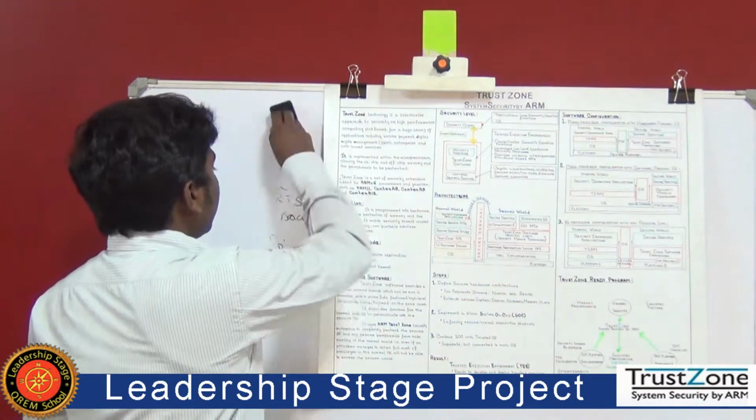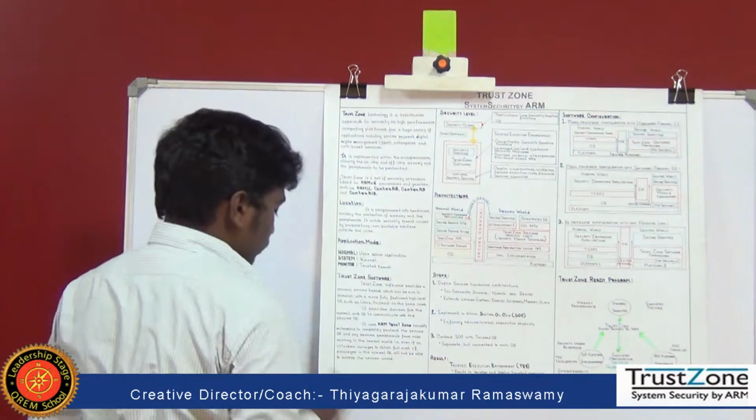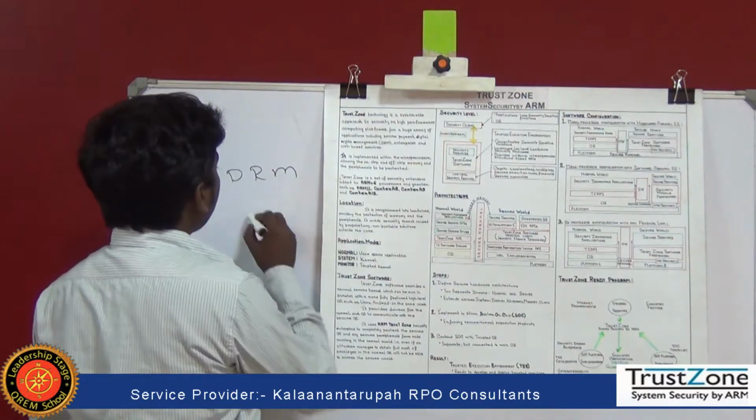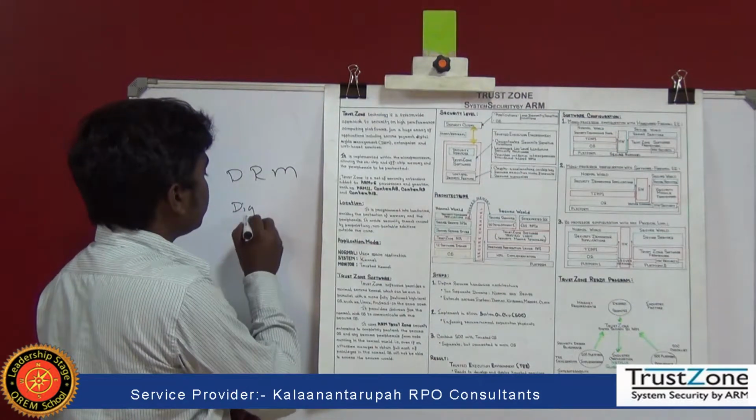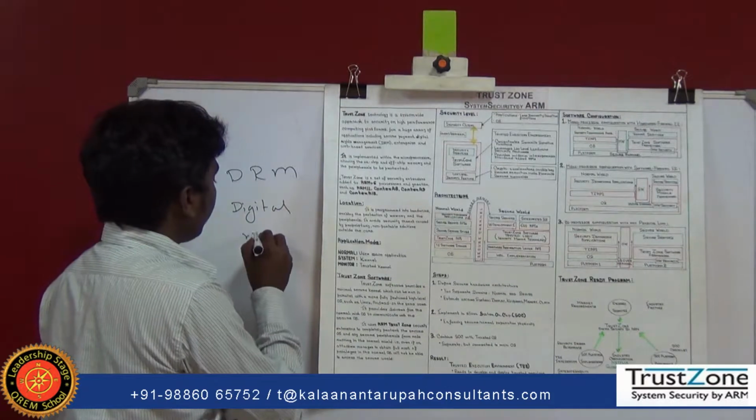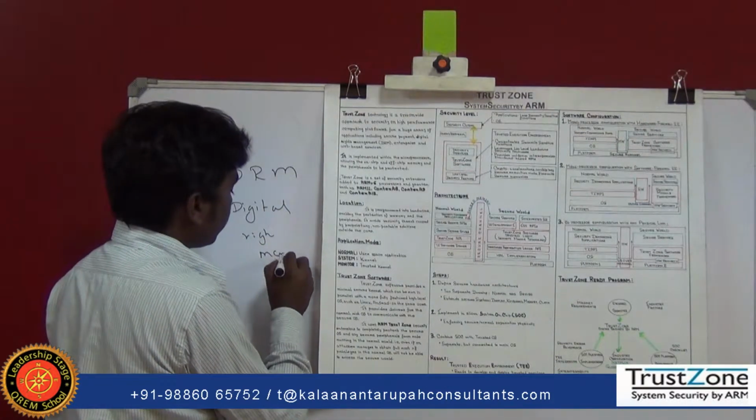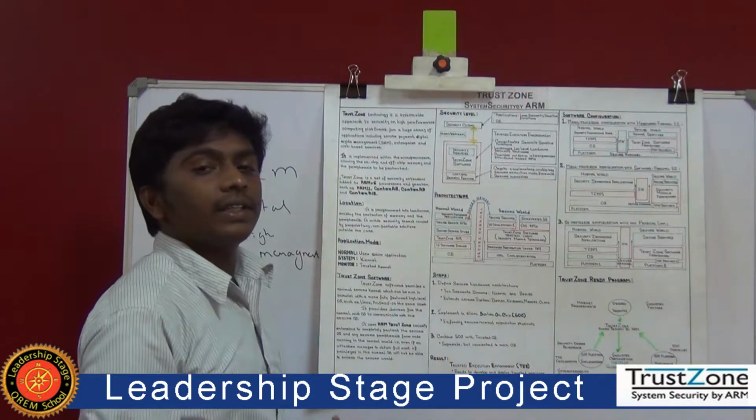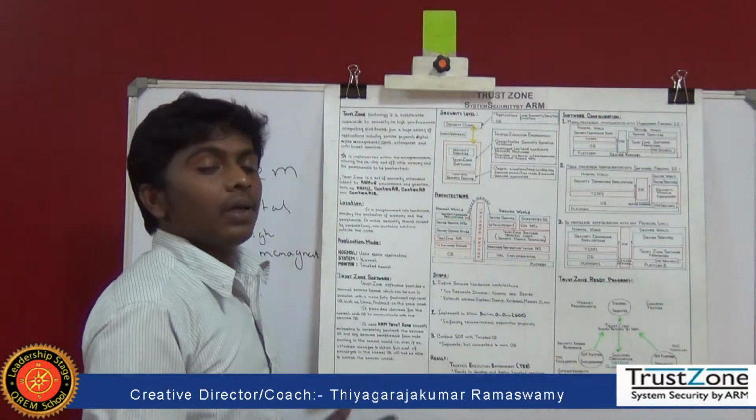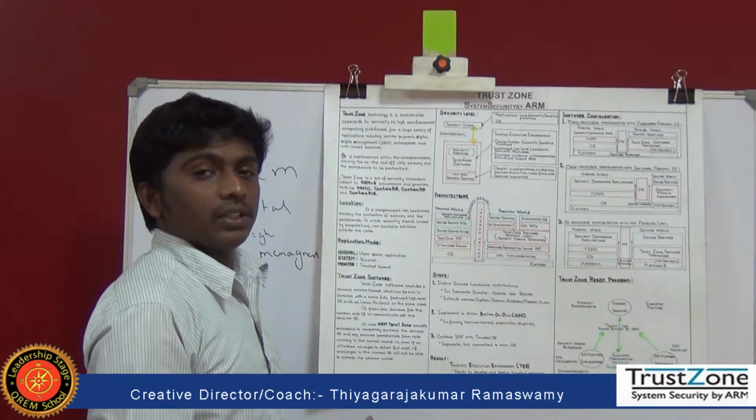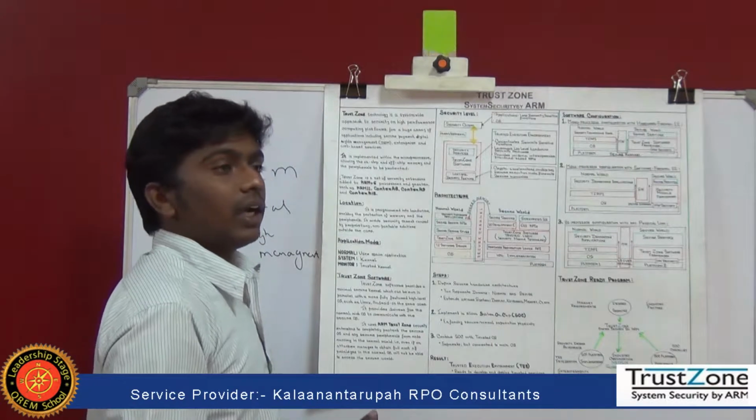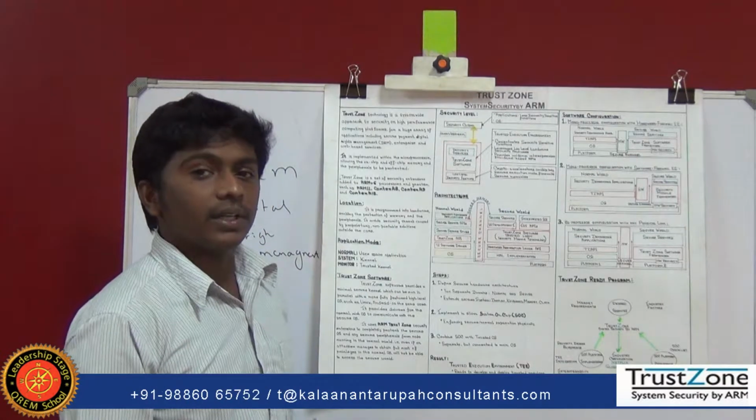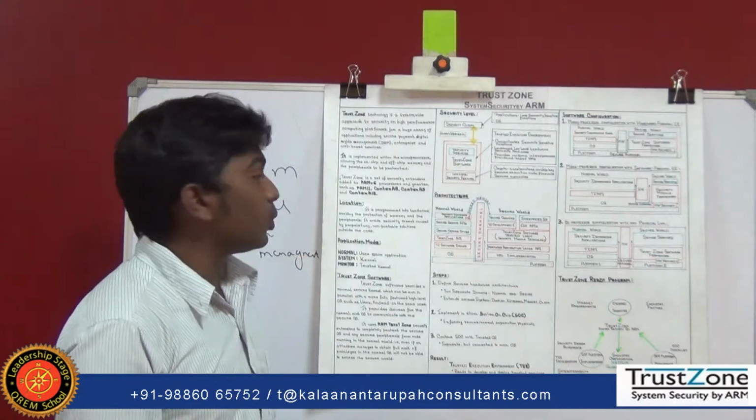DRM stands for Digital Rights Management. It is an access control technology that is used to limit the digital content on the device. It was designed by the hardware manufacturers, individuals and distributors.